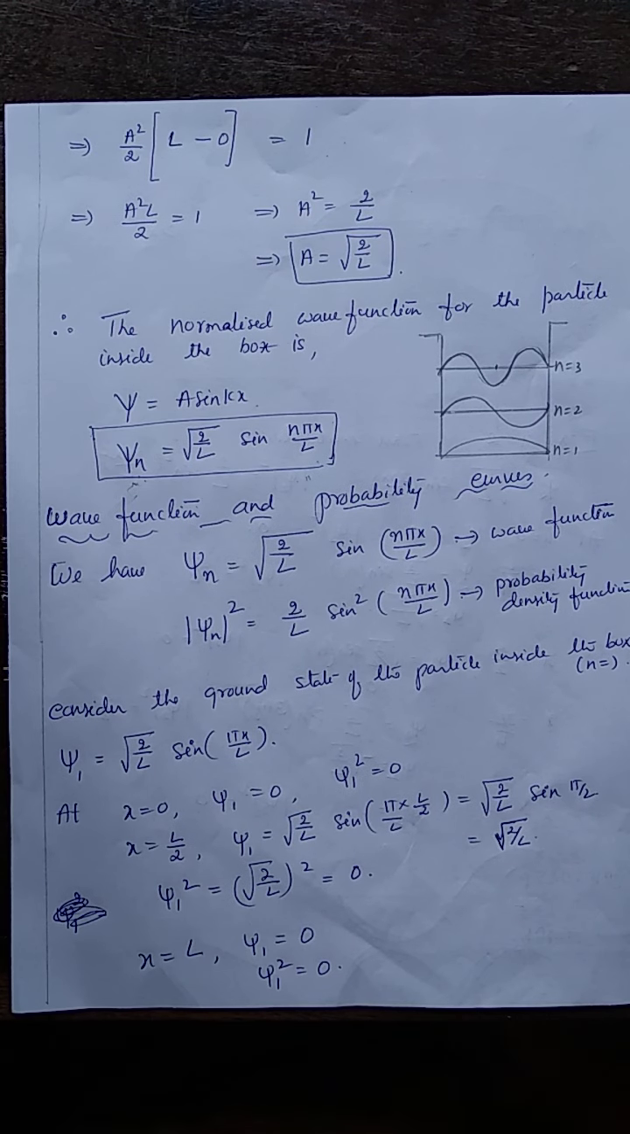Dear students, in the last video, I derived the expression for the wave function psi n, and also obtained the expression for energy eigenvalues. We got psi n after normalization. The wave function associated with the particle in the nth state is root of 2 by L sine n pi x by L, and the energy En is n square h square by 8m L square. This expression we got.